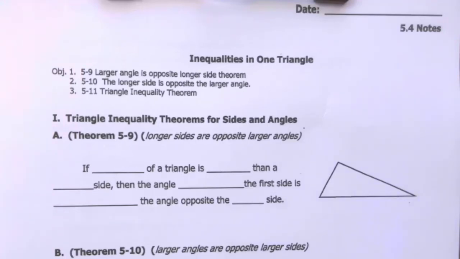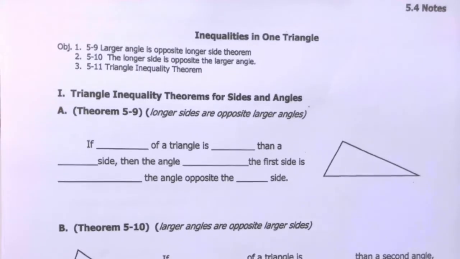Good afternoon. We are going to be doing the notes for 5.4. This section deals with inequalities in one triangle, which basically relates the biggest side with the biggest angle, the smallest side with the smallest angle. So we're going to start out today with a theorem.